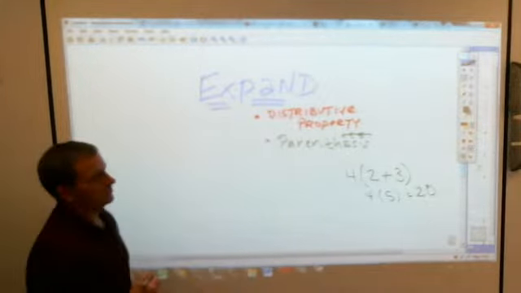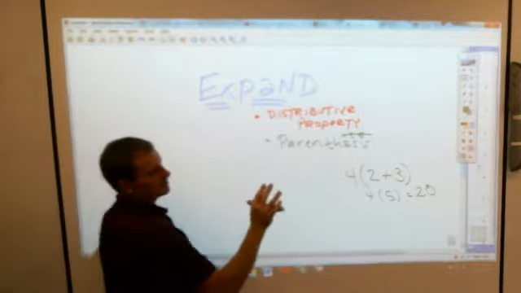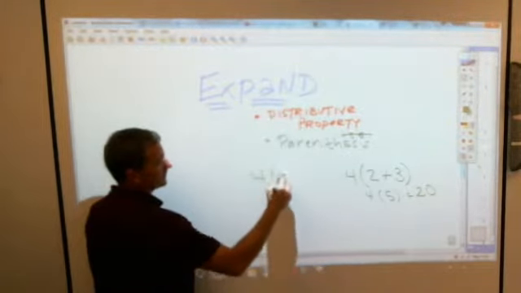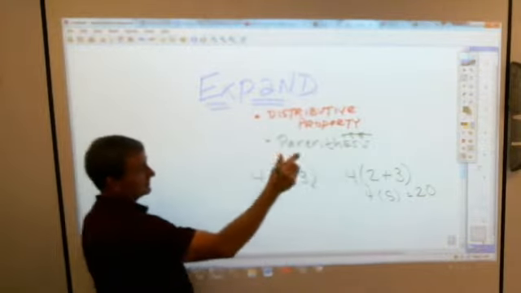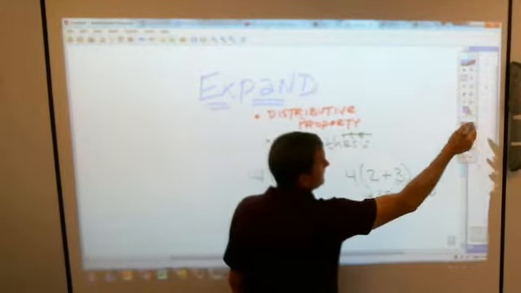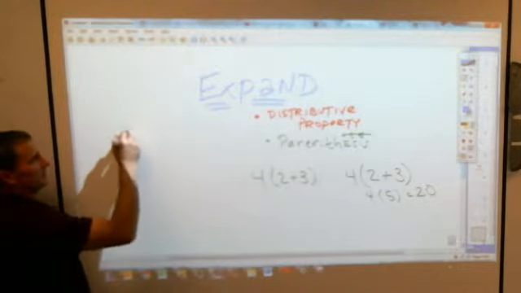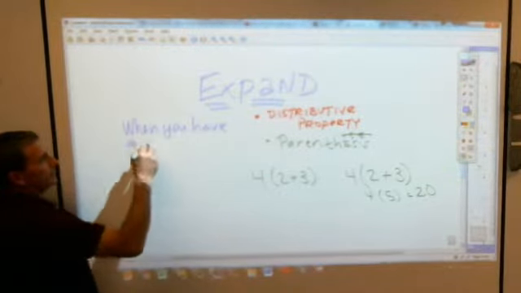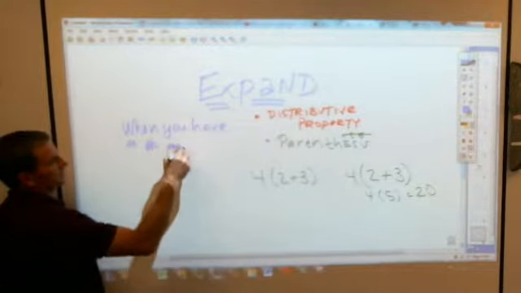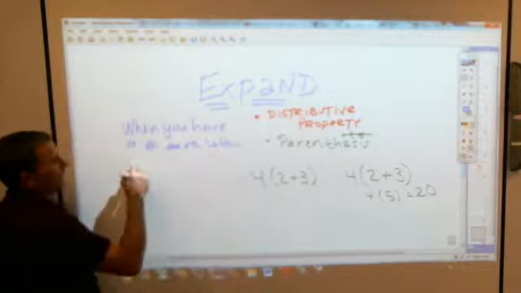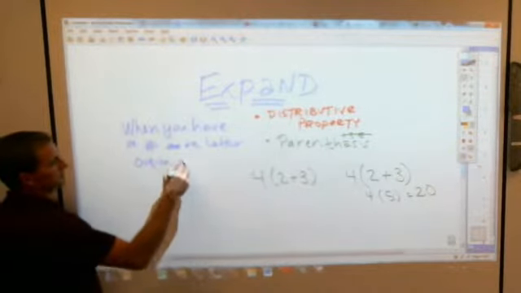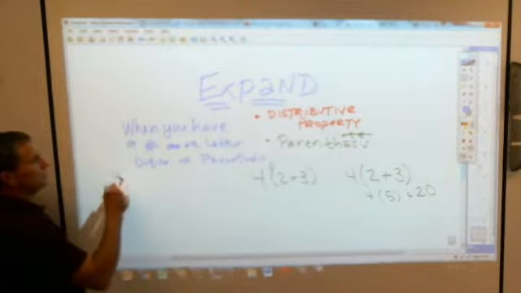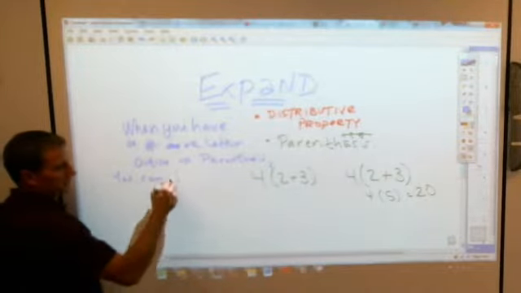Okay? What the distributive property tells you is this, and it's not so much a big deal when you have numbers in there, but sometimes we're going to have letters in there. If I have this same thing, 4 times 2 plus 3, the distributive property says this. When you have parentheses and a number outside the parentheses, let's put that down there. When you have a number, or letter actually, outside of parentheses, comma, you can distribute.